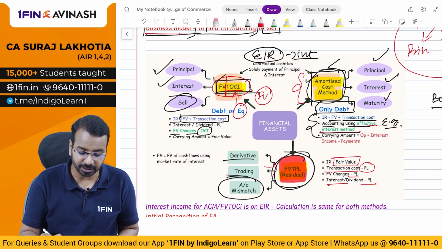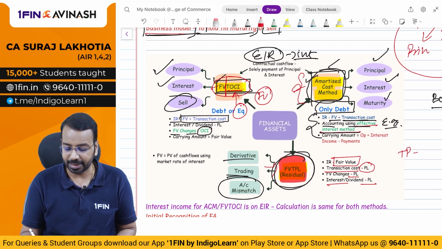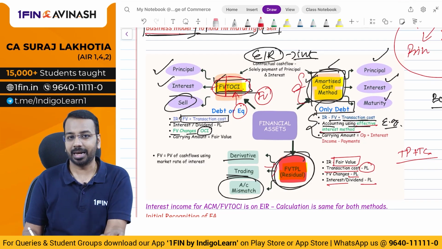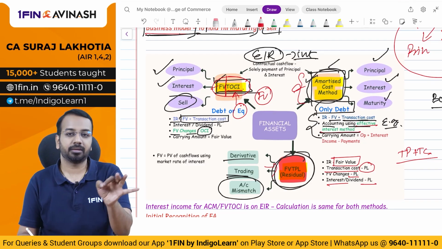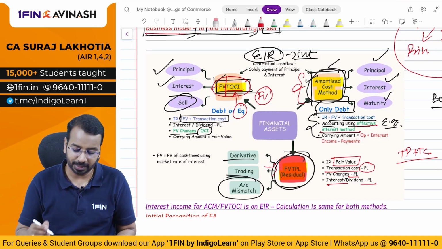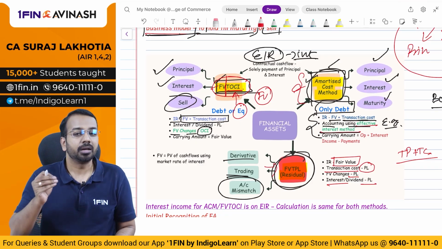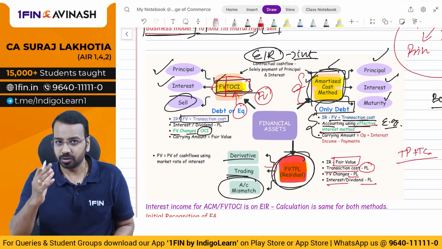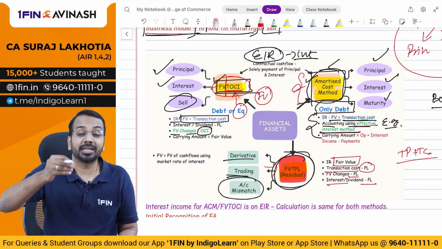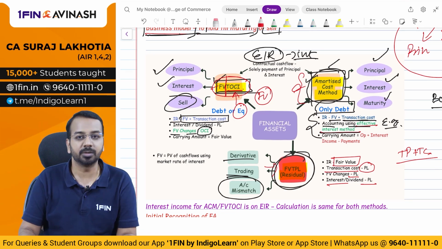Initial recognition in case of amortized cost method and fair value through other comprehensive income will be transaction price adjusted for transaction cost. If transaction price is not available, we will compute present value of future cash flows at market rate of return or effective rate of return given in the question. When it comes to fair value through P&L, initial recognition will be at fair value only, transaction cost will be recognized in P&L. So say for example, if a company invests in equity shares of another company, then any transaction cost like brokerage etc. will be charged off to P&L if FVTPL method is being followed.